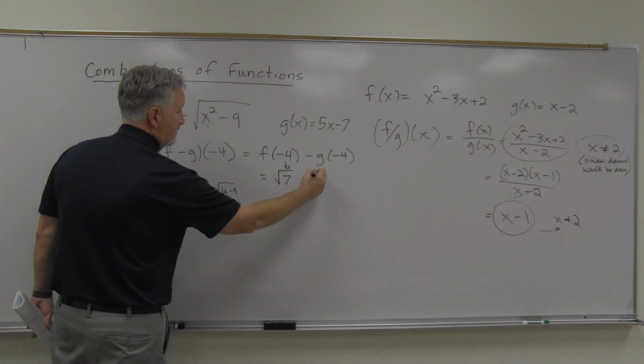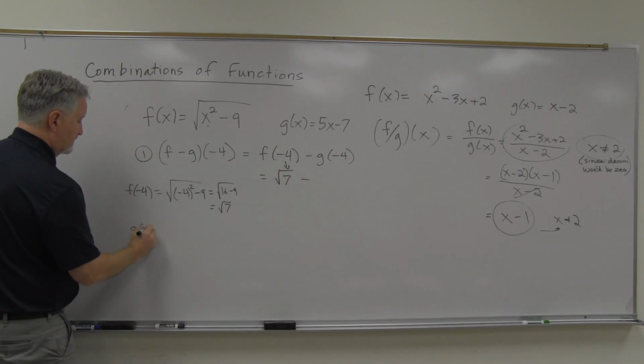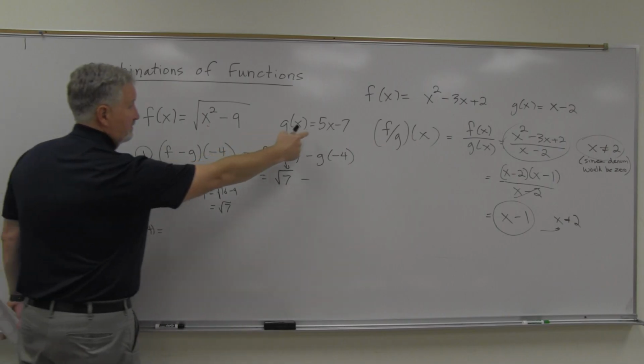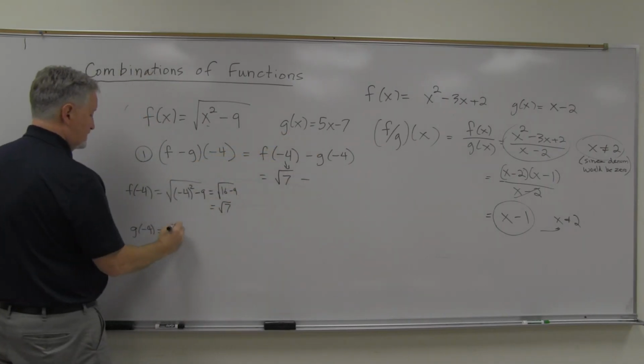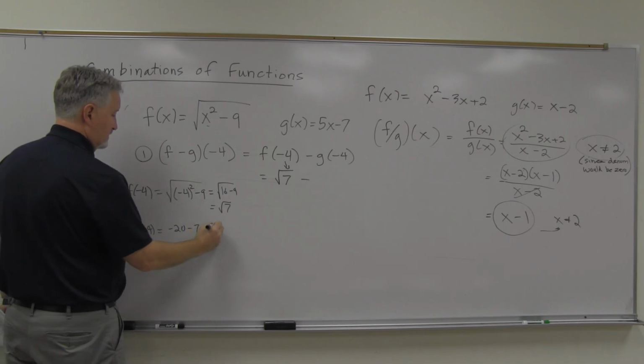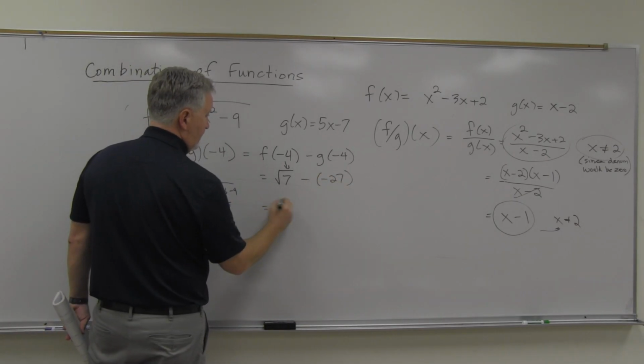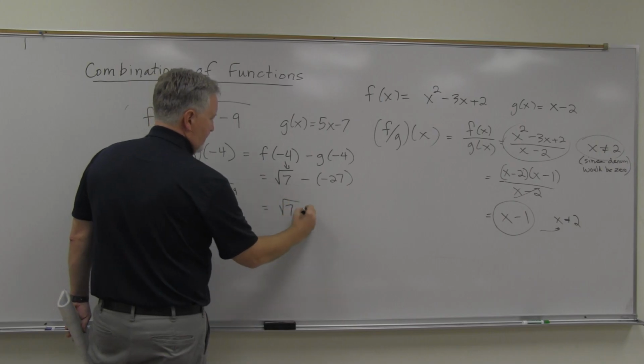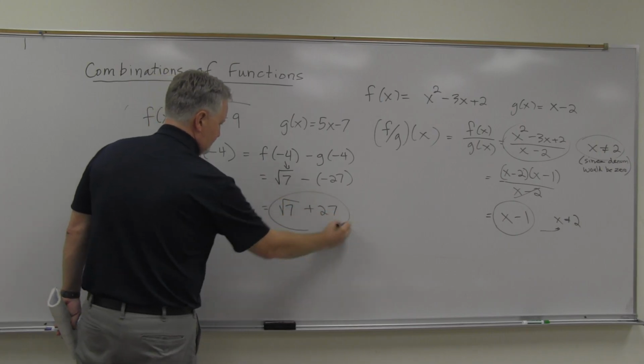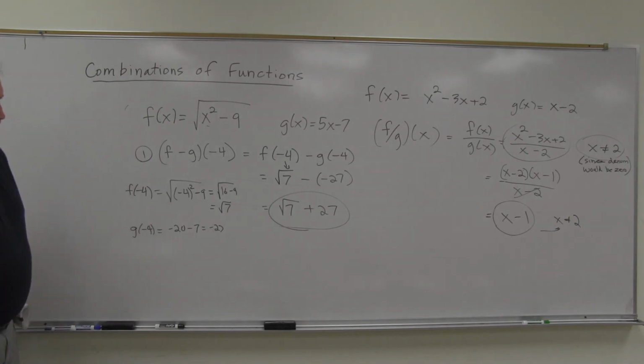So that's square root of 7, and g of -4. Well, that's a little easier. Just plug in -4 into g, so that's -20 minus 7, so that's -27. And like I said, unless they say round, let's just write that as square root of 7 minus -27. I don't know that any of them will actually come out that way, but if they did, that's probably how we should write it without rounding. Is that okay?